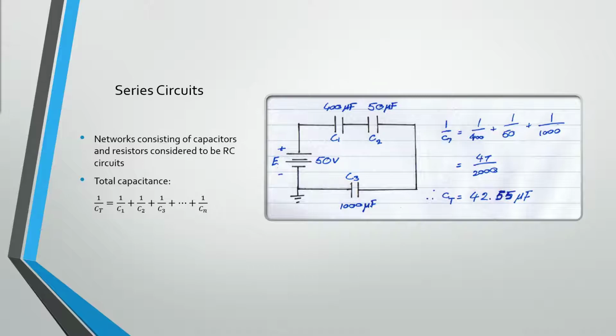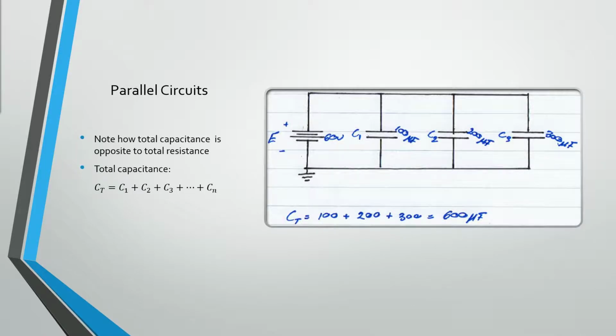So we call resistor capacitor circuits RC circuits, and we determine the capacitance of a series circuit by this formula here, and here is an example to show that. For parallel, it's the opposite, much like the difference between resistors in parallel and series networks, but it's just the other way around.